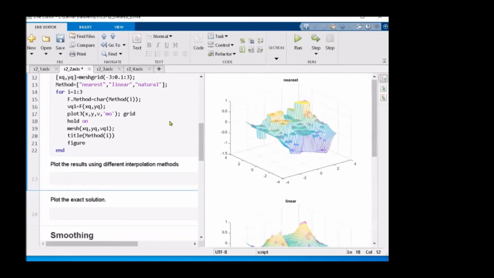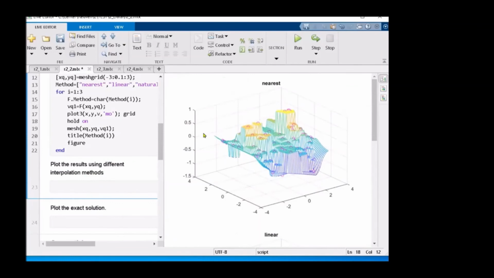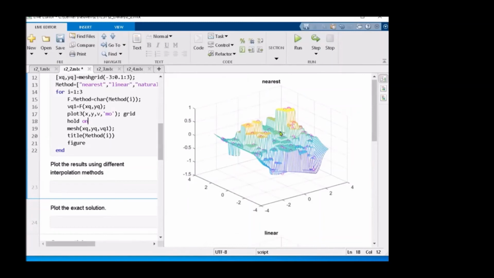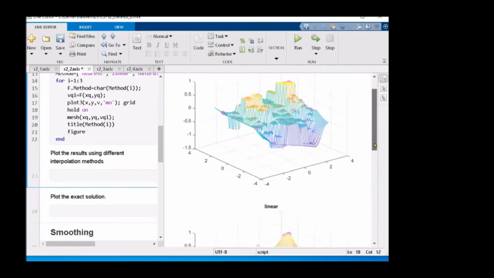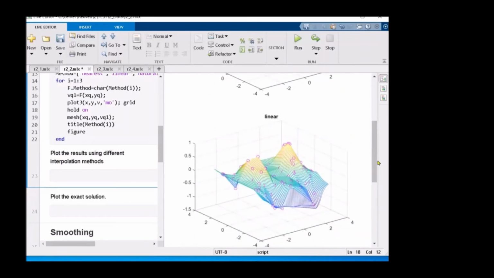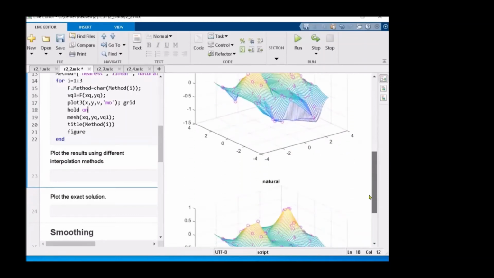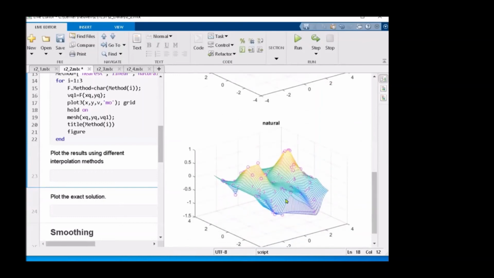Let's see if it works. We will clear everything and let's try. How strange, it works. Okay. The first one, interpolation of ours. Do you remember our interpolation methods? The first one was nearest. It's not the first. Where's our first? Here, the first one. It's the nearest method. The second one is linear. It's better, right? And the third one is natural. It's much better.